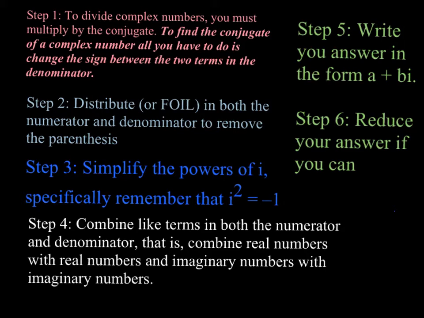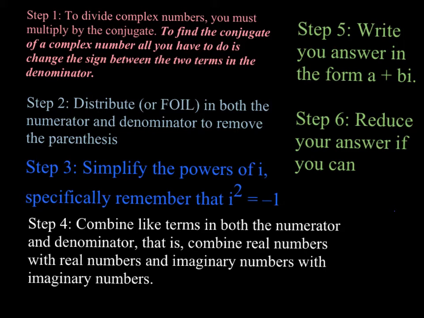distribute everything there. Step 3 will simplify the powers of i. So anything with i squared or more we'll need to simplify. Normally you'll have i squared, and so we'll change all i squareds to be -1. Step 4 will combine all like terms in both the numerator and the denominator, which means you'll combine all the real numbers and you'll combine all the imaginary numbers.